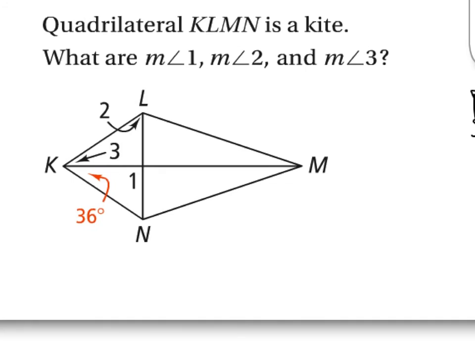Okay? Quadrilateral KLMN is a kite. What are the measures of angle 1, angle 2, and angle 3? Again, same kind of concept as the previous one. Easiest one to figure out is angle 1, because angle 1 is going to be 90 degrees because the diagonals are perpendicular.